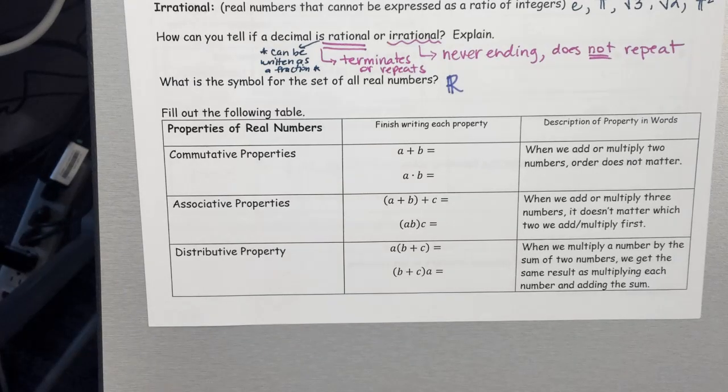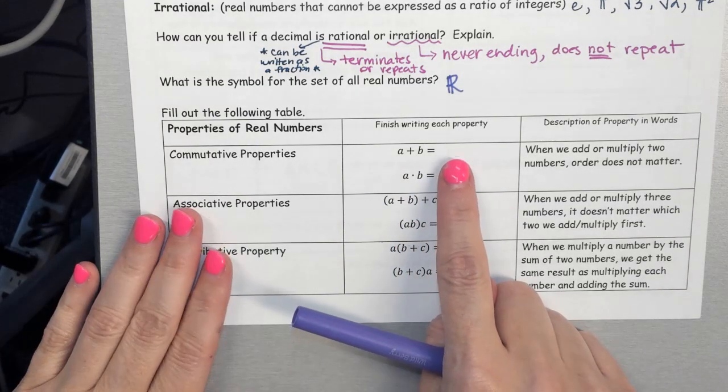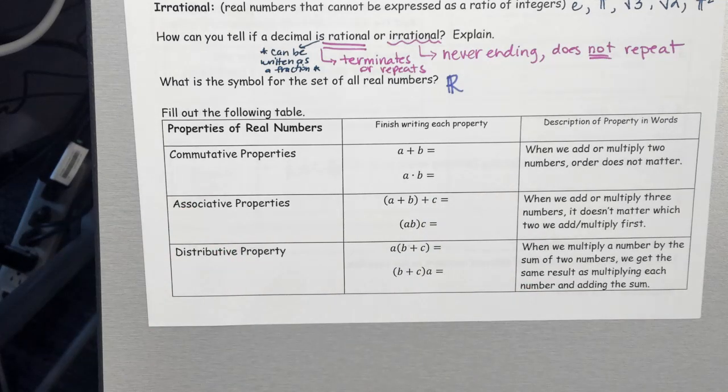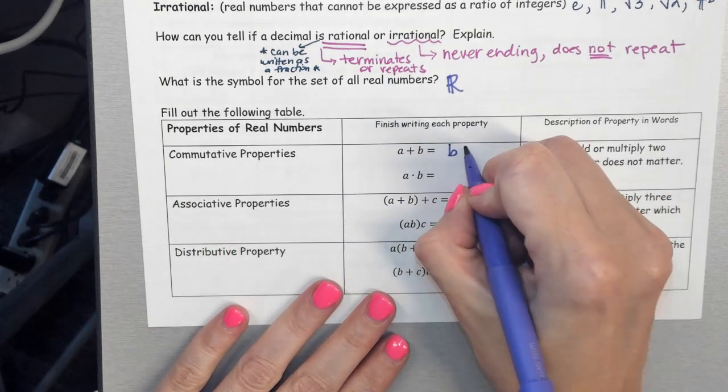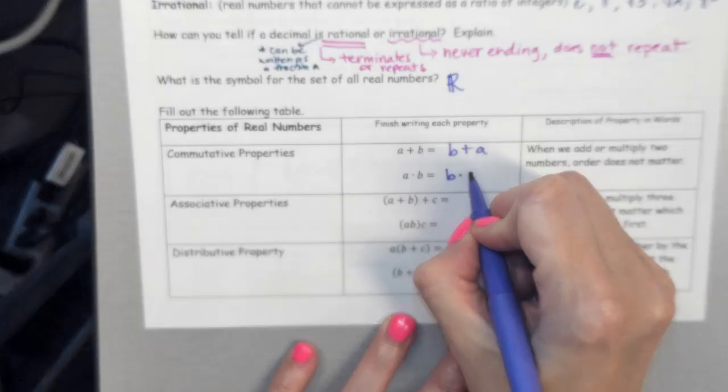All right, so then you guys did the properties. So the first property says when we add or multiply two numbers, order does not matter. Okay, so if it's A plus B, Sam, can you tell me what you put on this side? B plus A is correct, which means if it's A times B, it's B times A.